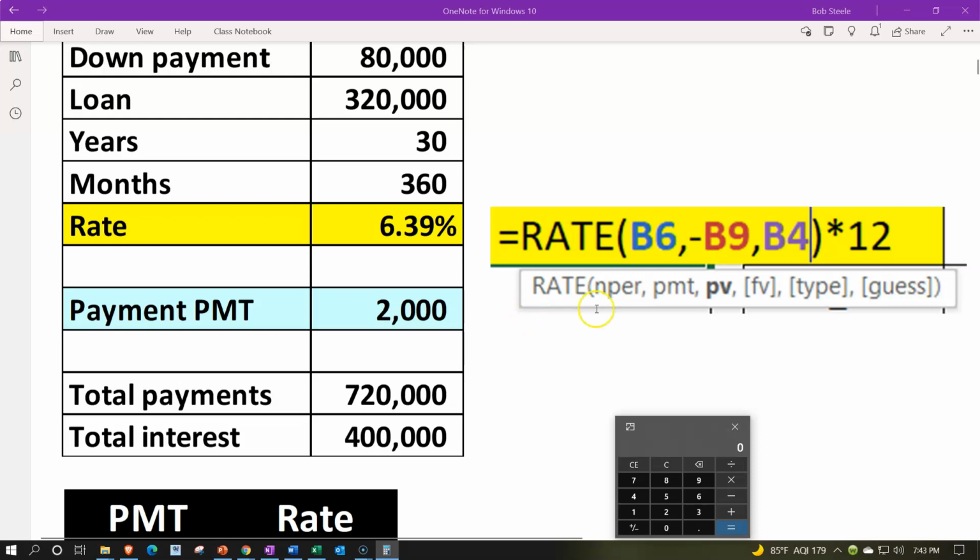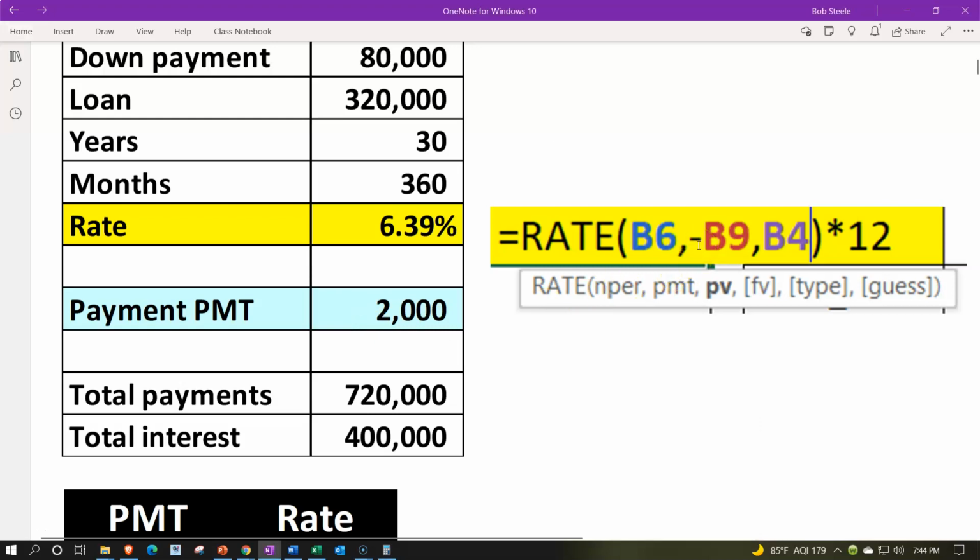And so it'll look something like this. It's going to be equal to the number of periods, which would reference the 30 times 12, or in this case simply the 360, comma, to get to the next argument, the PMT or payment amount. That is going to be down here, where we're going to put the 2,000 in this cell. Also note, it needs to be a negative. You can't put that negative just in front of the R like we've seen in the past. It won't work.